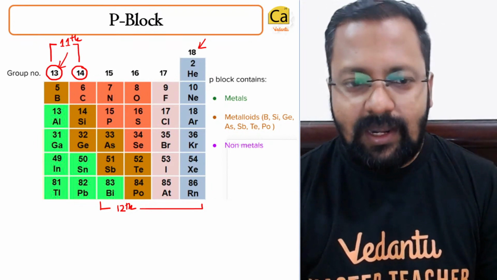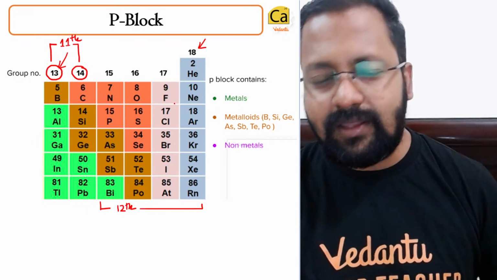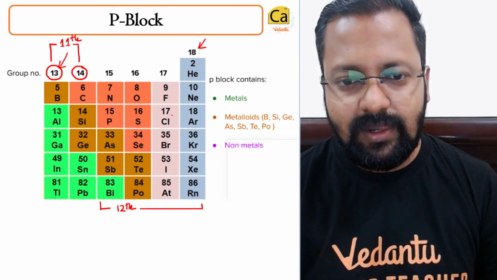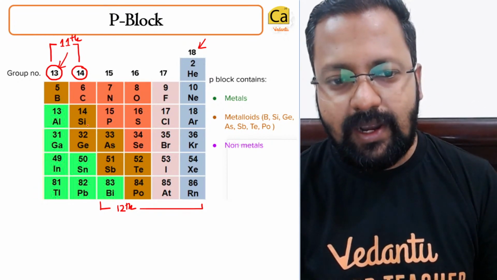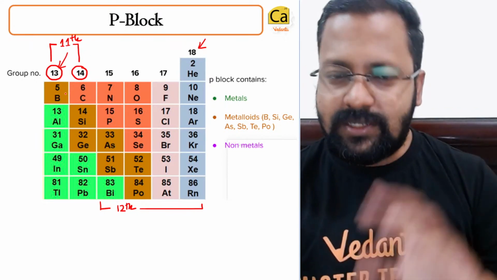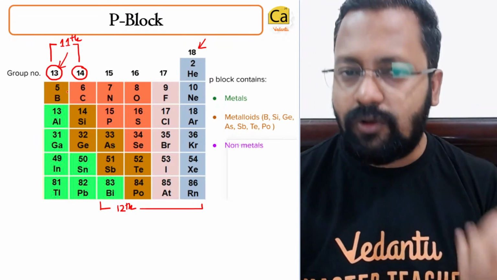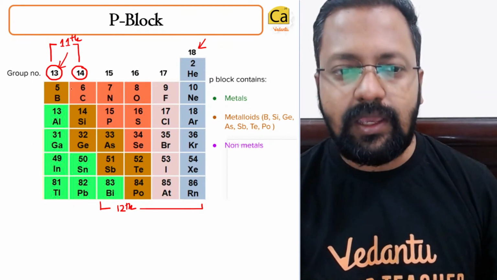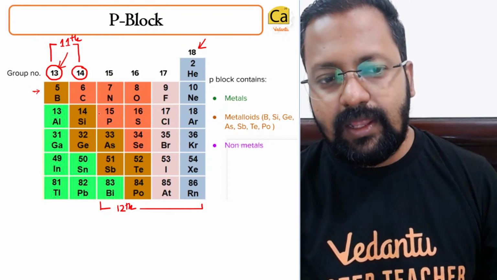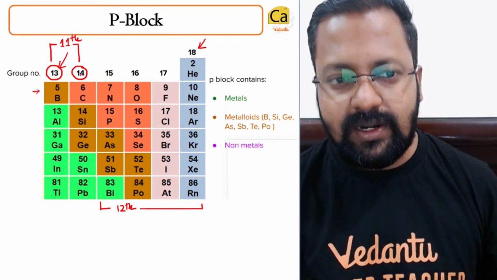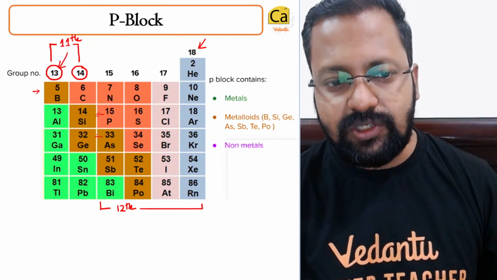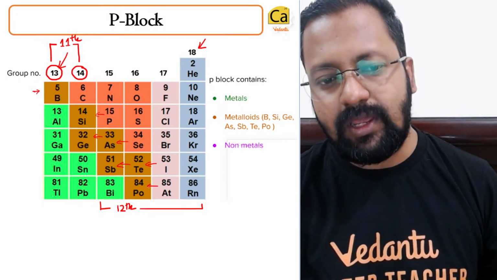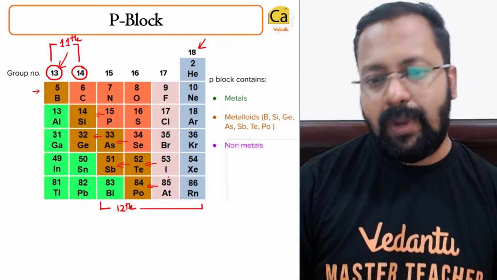Clear? Now you can see that this bifurcation has been made, and different color coding is there. So there is a color coding for metalloids. Metalloids have properties intermediate between metals and non-metals. In group 13, the only element which has dual properties is boron. The moment we come to the carbon family, that is group 14, we have silicon and germanium, then arsenic and antimony, then tellurium and polonium. They behave as metalloids.